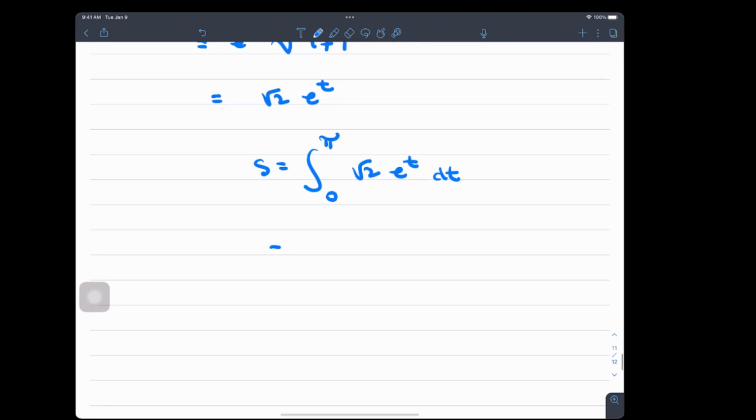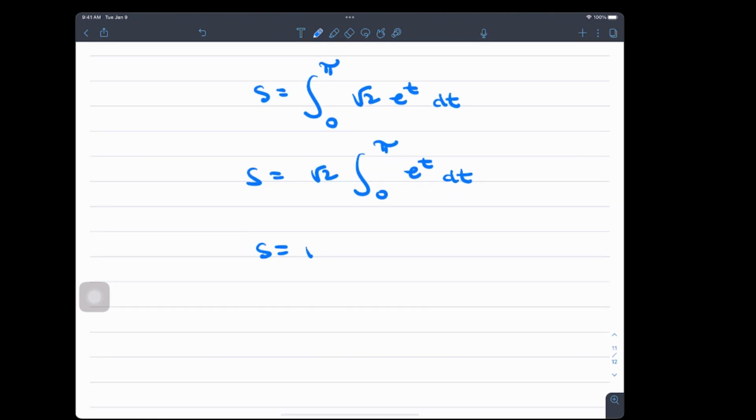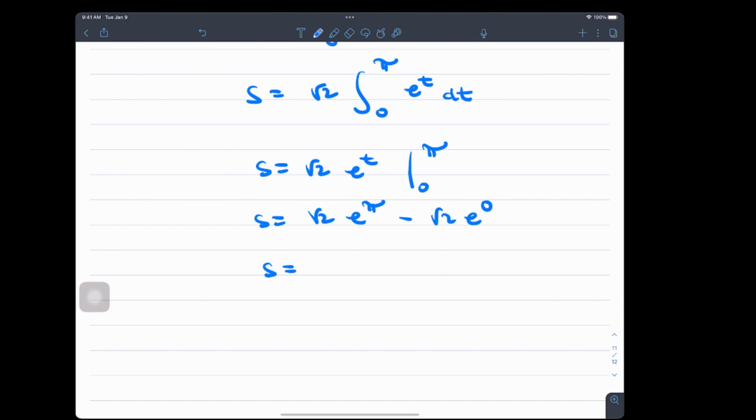So you get to now factor out that square root of 2, 0 to pi, e to the t dt. It's arc length. So the arc length becomes square root of 2, e to the t, 0 to pi: square root of 2 e to the pi minus square root of 2 e to the 0. So your final answer will be square root of 2 times (e to the pi minus 1).